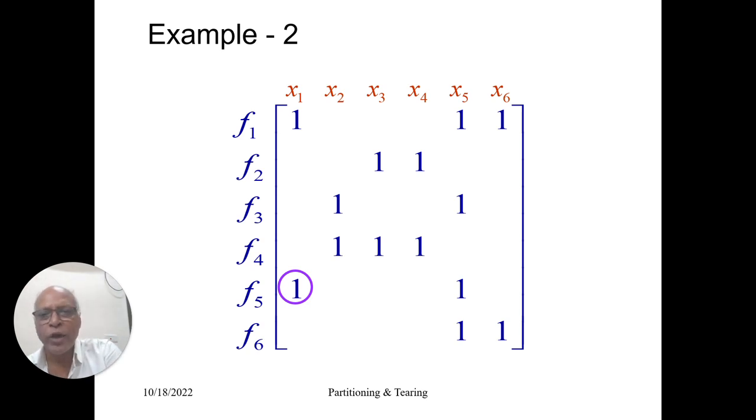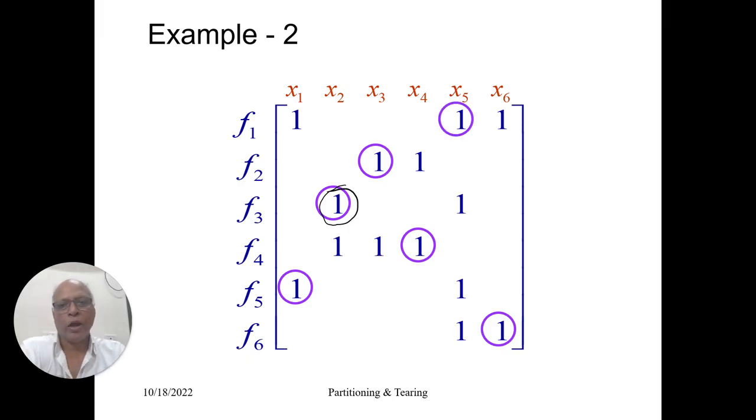x2 can be assigned to either equation 3 or equation 4, because 3 has only 2 incidences while 4 has 3 incidences. I'll be assigning variable x2 to equation 3. That is how I'll be doing it. In the same way, you should be able to complete the assignment. So x1 is assigned to f5, x2 to f3, x3 to f2, x4 to f4 and so on. You can see that all the equations are used, all the variables are used. Then only the assignment is complete.